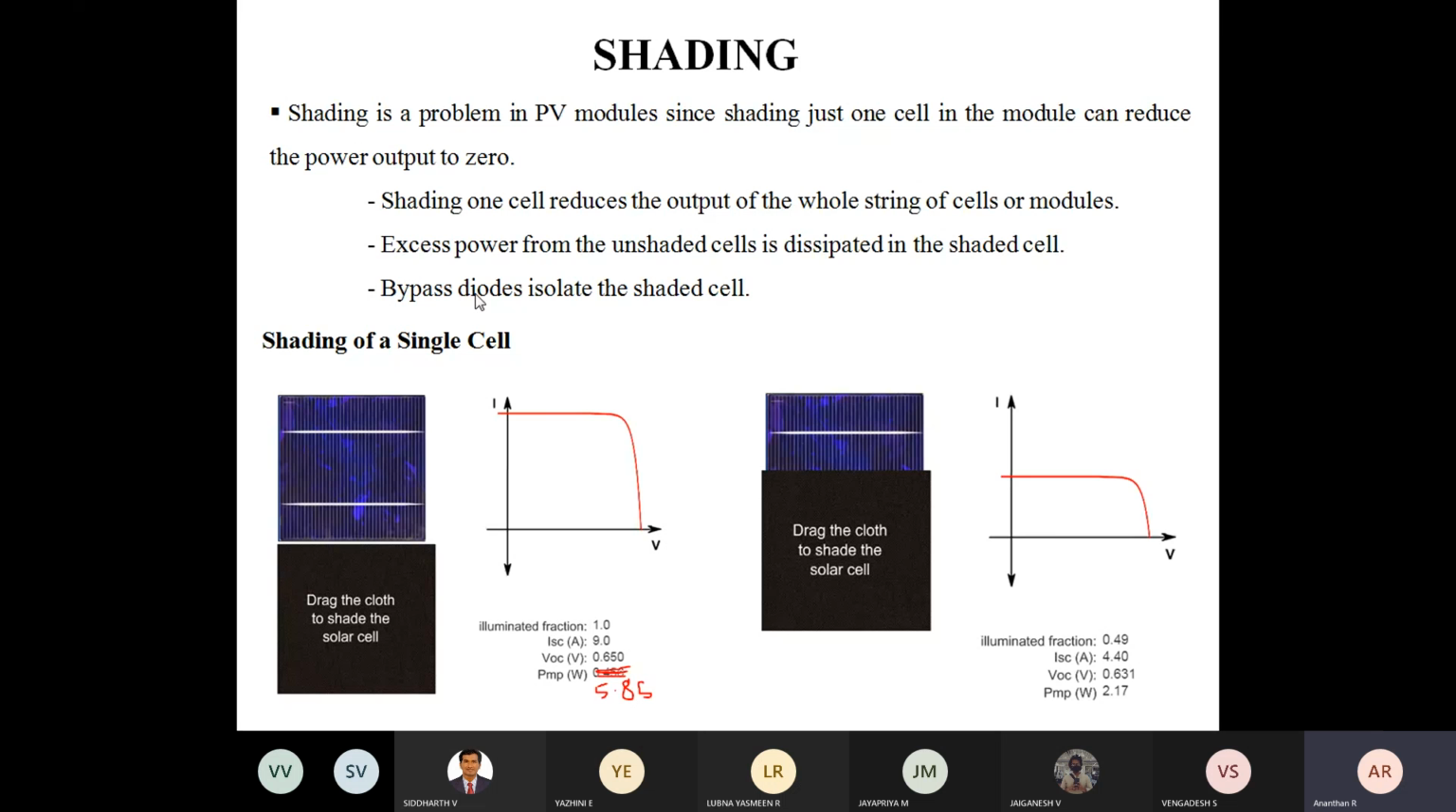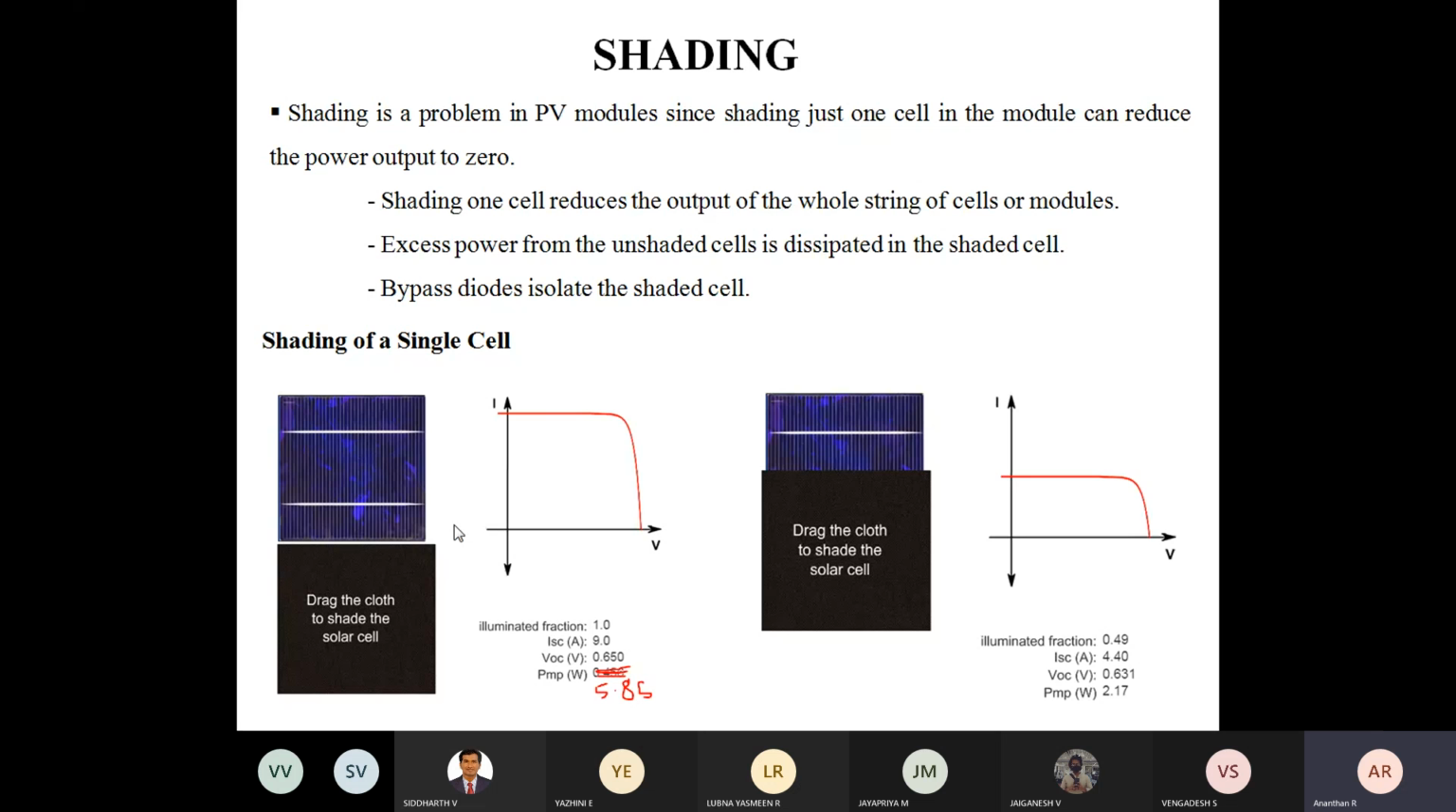So what happens if one cell is fully covered by shade? There will be no power in it, and then the whole module's produced power will be zero, because of the single cell effect. For that, we need to eliminate this problem by adding some bypass diodes, so we can isolate the particular shaded cells. By doing this, we can eliminate this kind of loss.